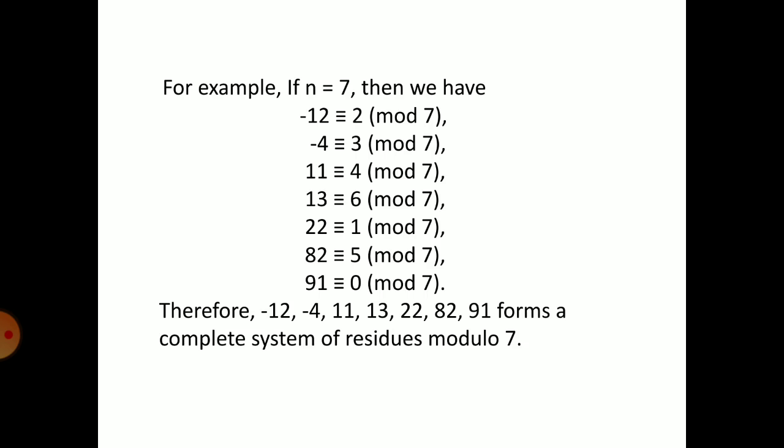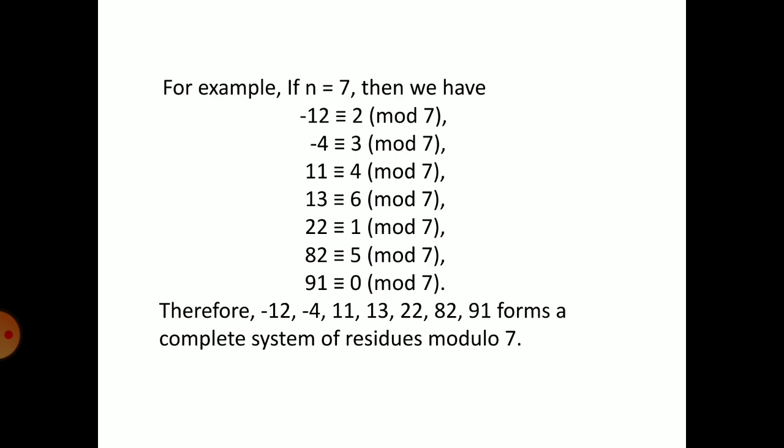Similarly, minus 4 is congruent to 3 mod 7. You can observe this because a minus b means minus 4 minus 3, it will become minus 7, and we know that minus 7 is divisible by 7, therefore minus 4 is congruent to 3 mod 7. And similarly, all these congruences are true. You can verify by taking the difference and dividing by 7.